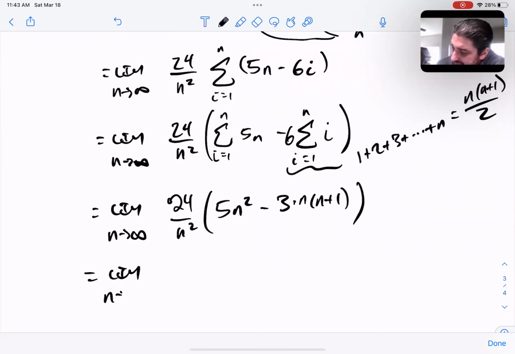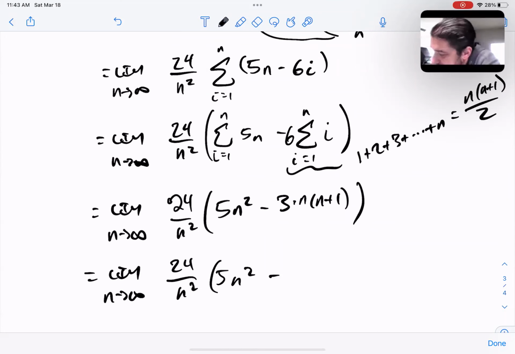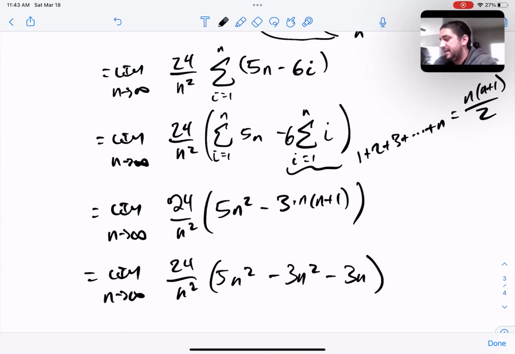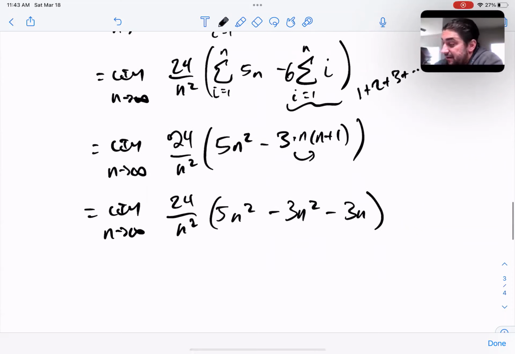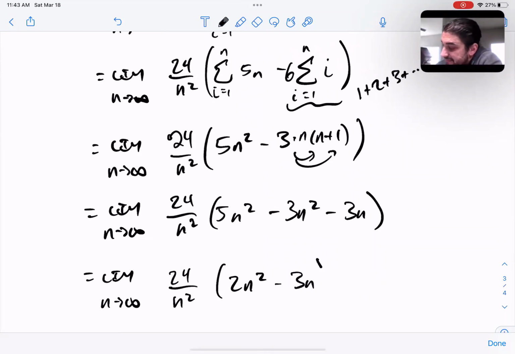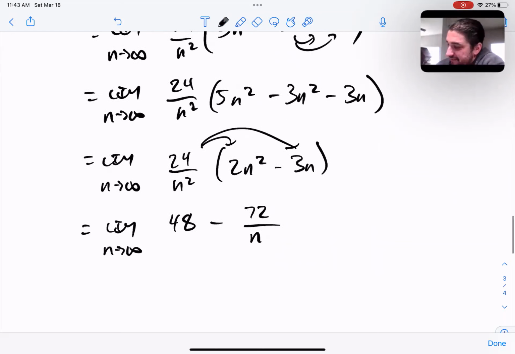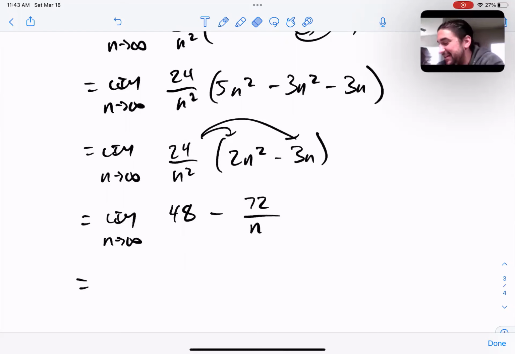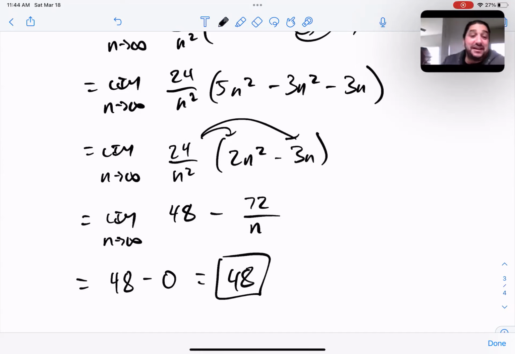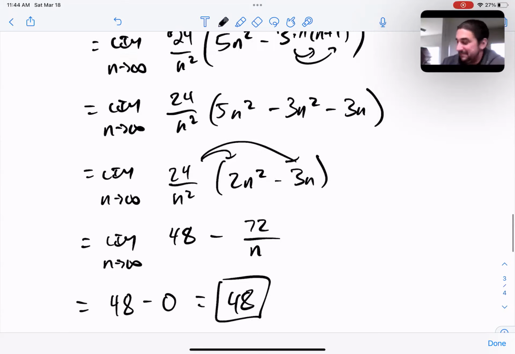And then I can clean this up a little, right? I have this limit. I get minus 3n squared minus 3n when I distribute 3n. Doing this, I combine like terms. I get 2n squared minus 3n. And then I distribute here, right? And I get 48. Did I just say minus? That's a good catch. Minus, what? 3 times 24 is 72 over n. But the second piece goes to 0 because it's 72 over infinity. And we did it. So we got the same signed volume under the surface using the Riemann sums as geometry. Either way, we got 48.